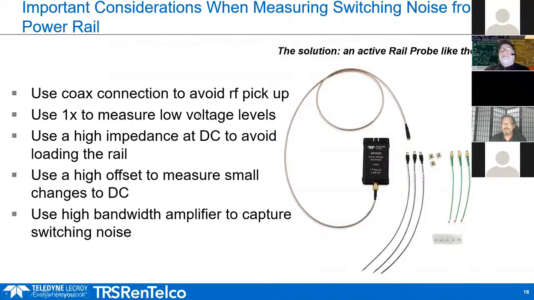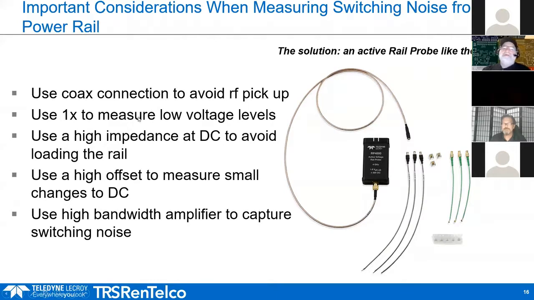You got some other problems when you measure power rails as well. You're sensitive to, depending on the probe, you want to use an RF or a coax connection to avoid pickup. Because we're going to look at small voltages, you want to avoid a 10x attenuating probe. You don't want to load the line down, the rail down, so you want a high impedance at low frequency, you want to be able to offset, and you want high bandwidth.